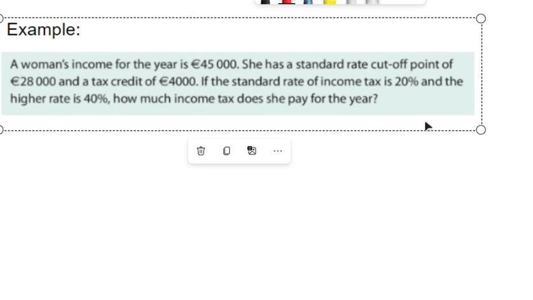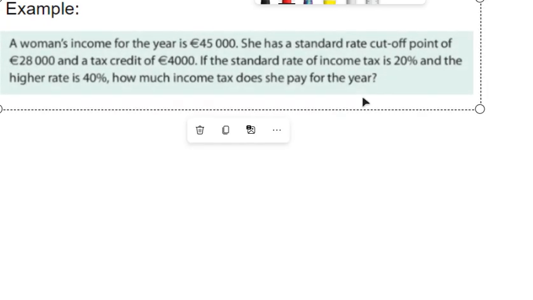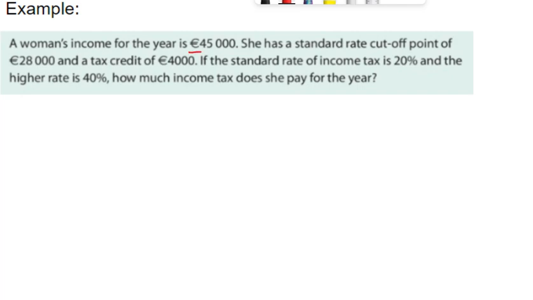And you'll see all of those things are referred to in the question then. So a woman earns income for the year of 45,000. So that's the gross pay. That's everything. So that's our full box up there, the way I represented it. She has a standard rate cutoff point of 28,000 and a tax credit of 4,000.